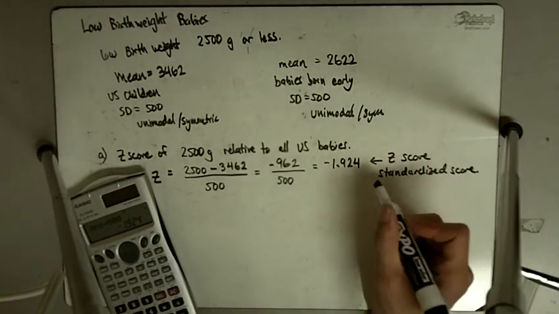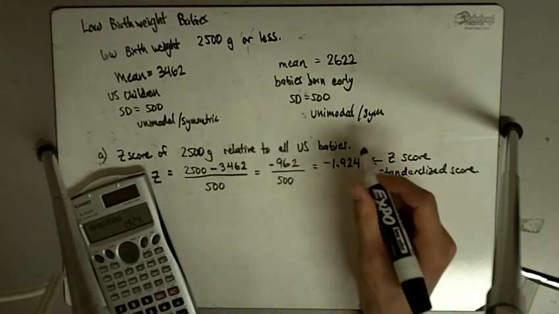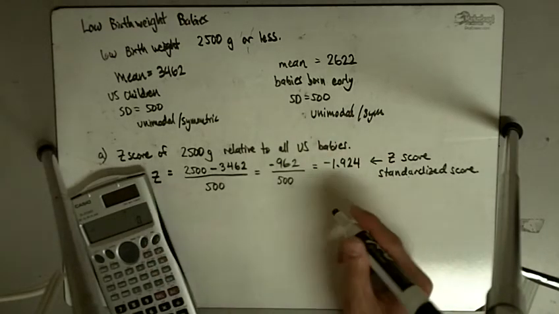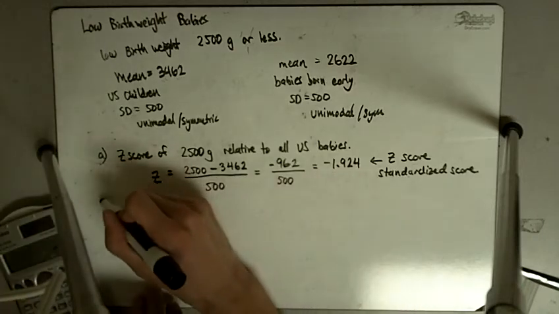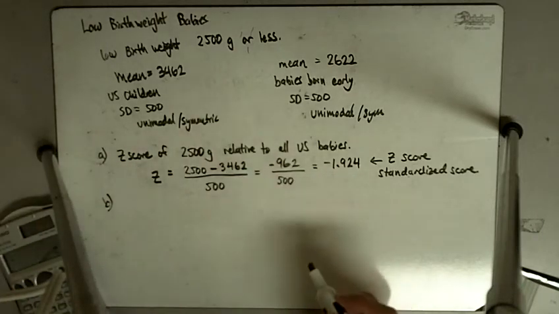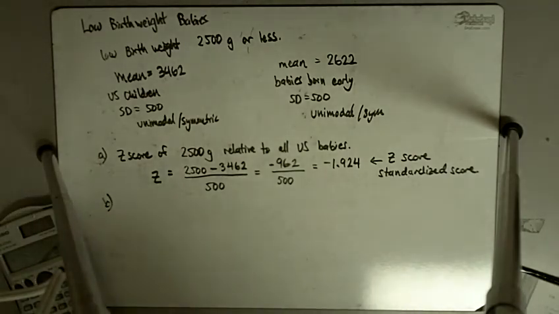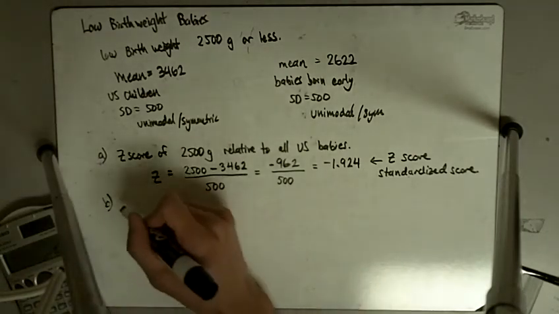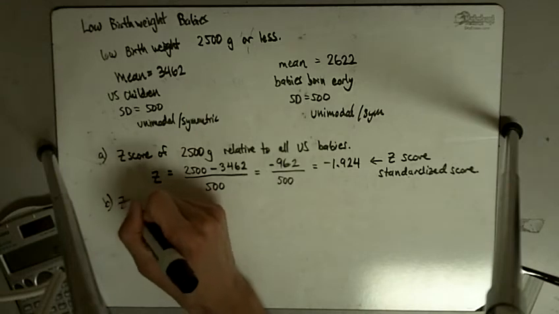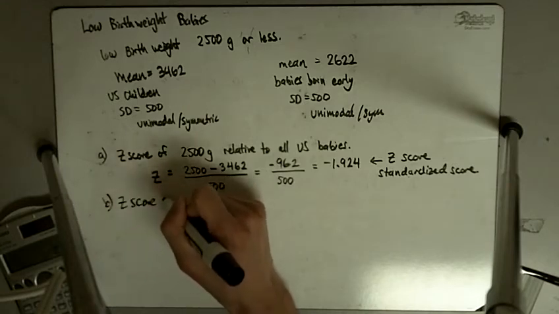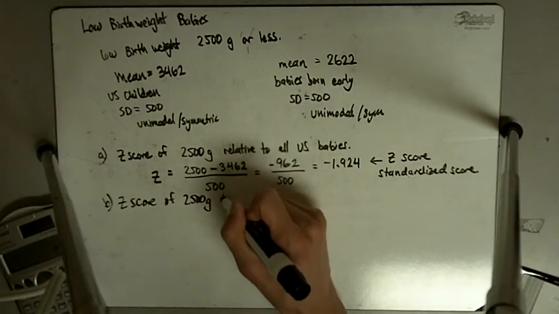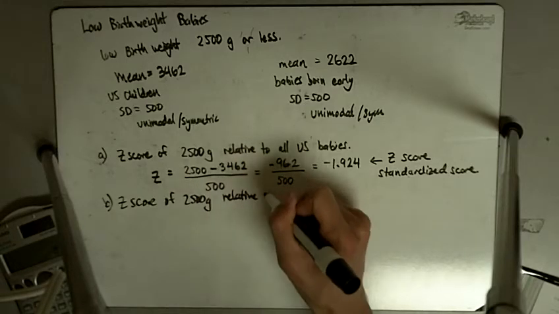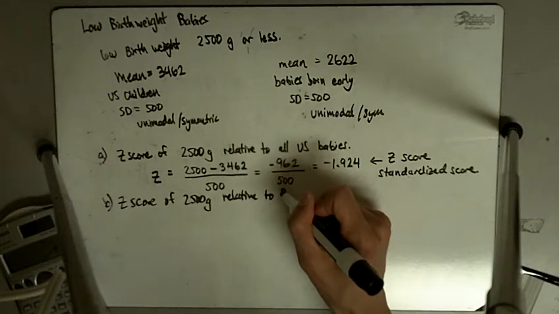So this is the z-score of a baby that's classified as low birth weight. Okay, almost 2 standard deviations below the mean. Now for babies that are born 1 month early, find the z-score of 2,500 grams relative to babies born a month early.